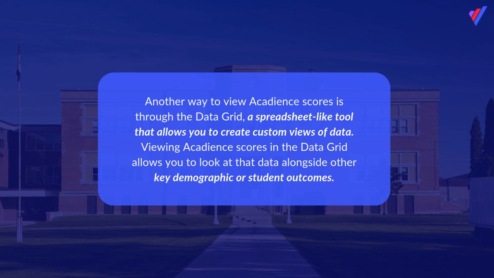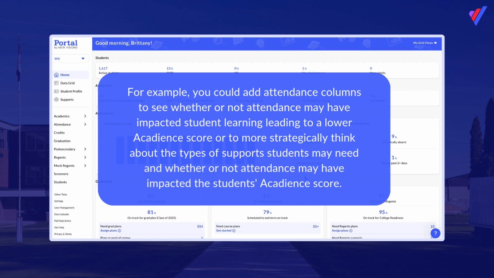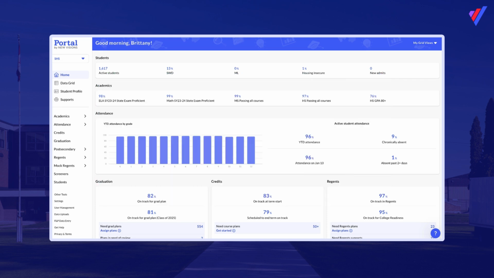Viewing Acadience scores in the data grid allows you to look at the data alongside other key demographic or student outcomes. For example, you could add attendance columns to see whether or not attendance may have impacted student learning, leading to a lower Acadience score, or to more strategically think about the types of supports students may need and whether or not attendance may have impacted the student's Acadience score. To access the data grid from the homepage, select Data Grid from the left side navigation.